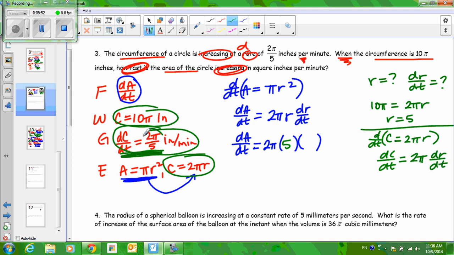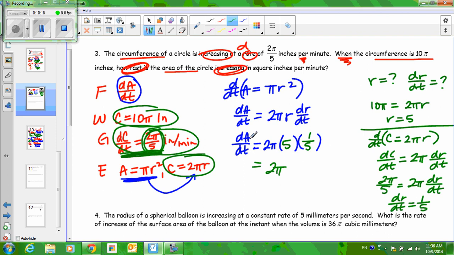This is good because I know what dc over dt is. I know that it's 2 pi over 5. And so I can figure out with some algebra that dr over dt is equal to 1/5. Just use your calculator to solve that equation and divide and multiply and all that good stuff. So that goes right there. And this is kind of nice because the 5 and 1/5 cancel. You're left with just 2 pi.